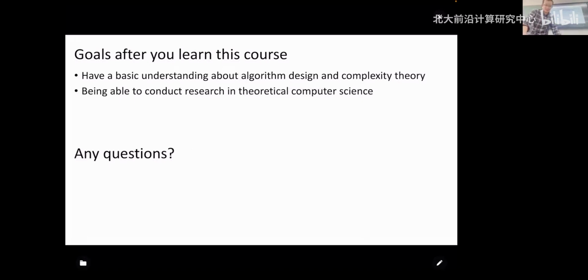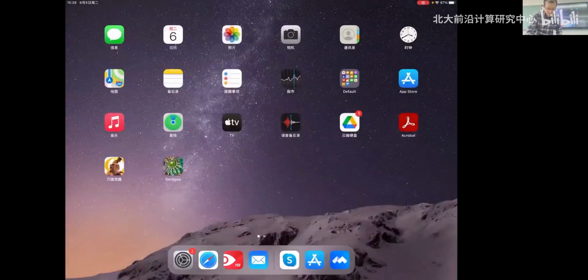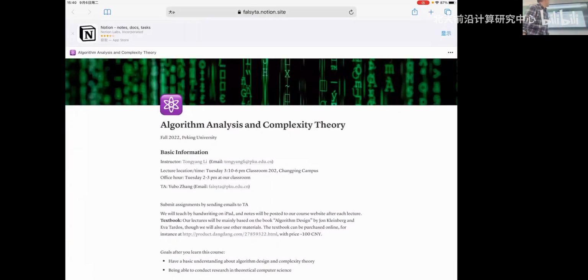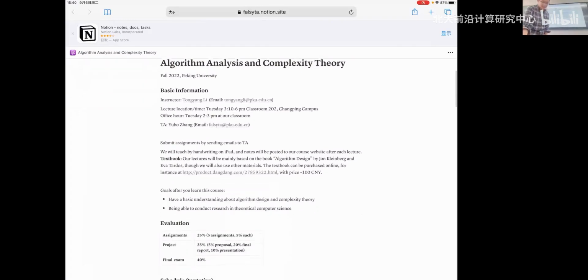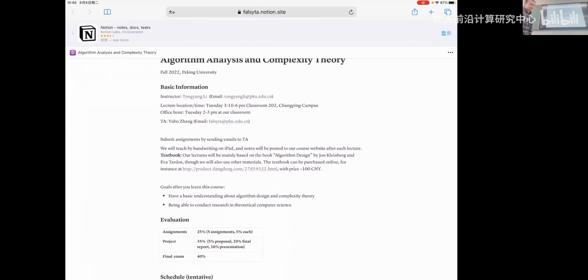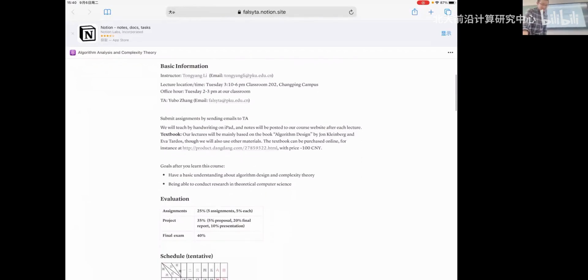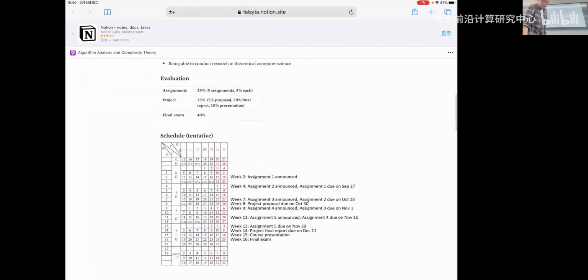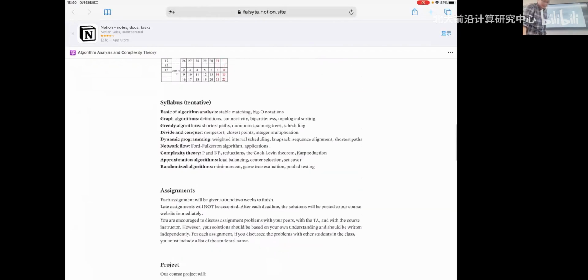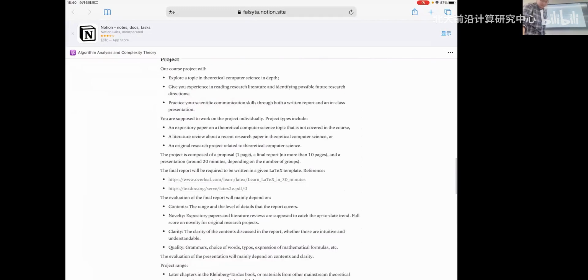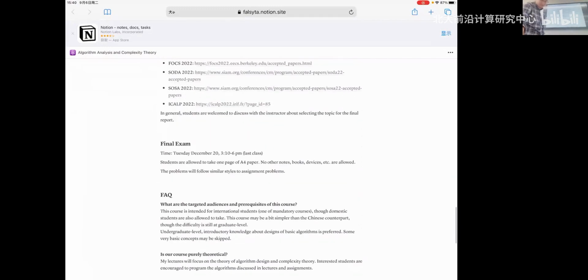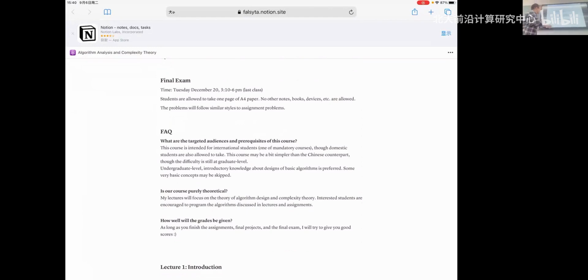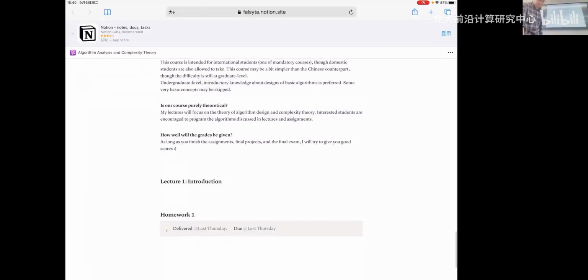So maybe let's take a quick look at the course website. This is the course website: Algorithm Analysis and Complexity Theory, 2022, Peking University. As I just mentioned, the basic information that I showed in the slides is all posted here: evaluation, the schedule, tentative syllabus, assignments, and project. I will post the slides again on our course website, but the information is here.